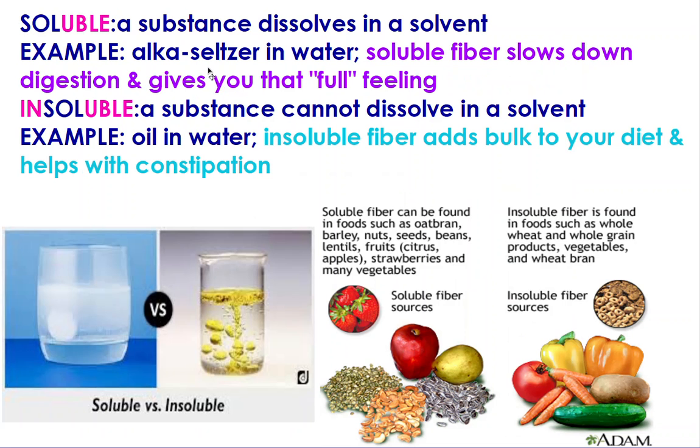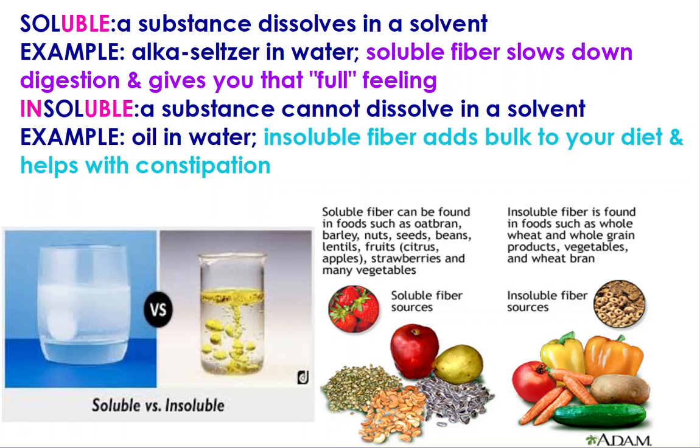So for example, Alka-Seltzer will dissolve in water. It fizzes up. Also, soluble fiber, there's 2 different types of fiber. Soluble fiber helps slow down digestion and gives you that full feeling. And there's some examples down here of soluble fiber. An insoluble substance is something that cannot dissolve in that solvent, again, specifically water. A common example you might hear is oil does not dissolve in water. And insoluble fiber is found in foods such as whole wheat and whole grain products, that adds bulk to your diet and helps with constipation. So you might hear of people using fiber to help keep them regular, but it's insoluble fiber that they use for that, not soluble fiber. Right, anyway, that was a little aside about fiber.